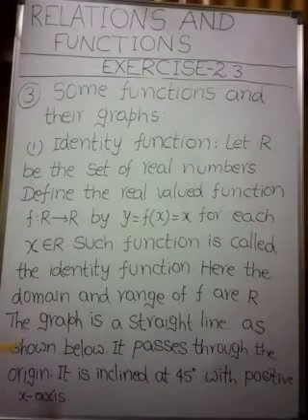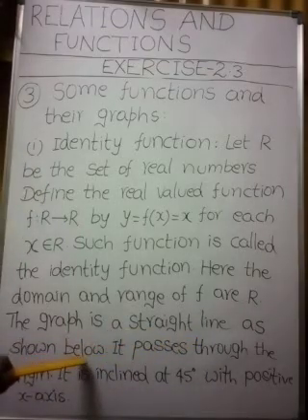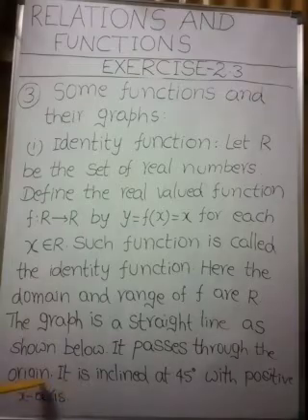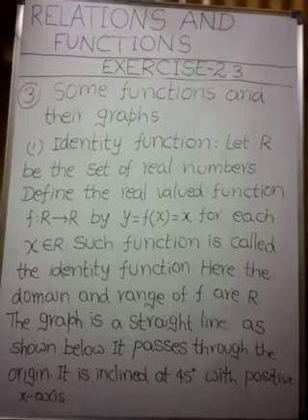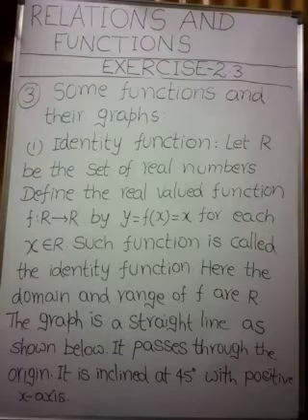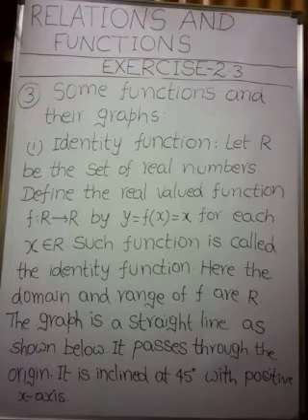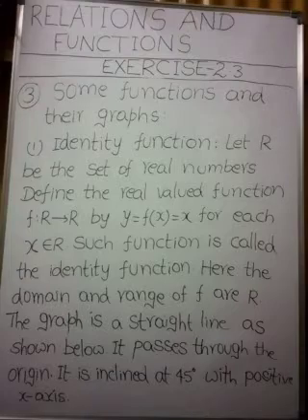Okay, my children, the graph is a straight line as shown below. It passes through the origin and it is inclined at 45 degrees with positive x-axis. If you draw the graph of this identity function, it is shown in the figure given below. If you observe the graph of this identity function, it is passing through the origin and it is making an angle of 45 degrees with positive x-axis.